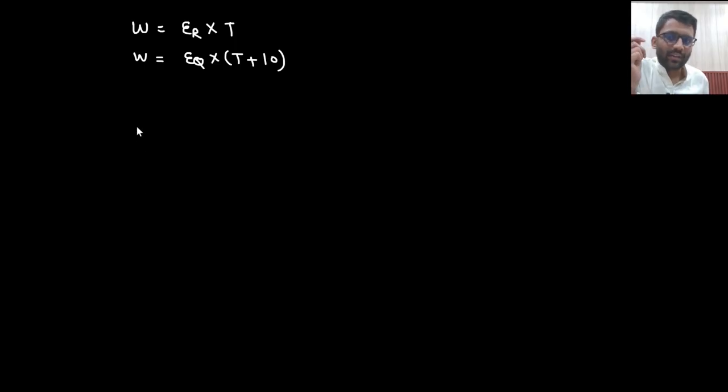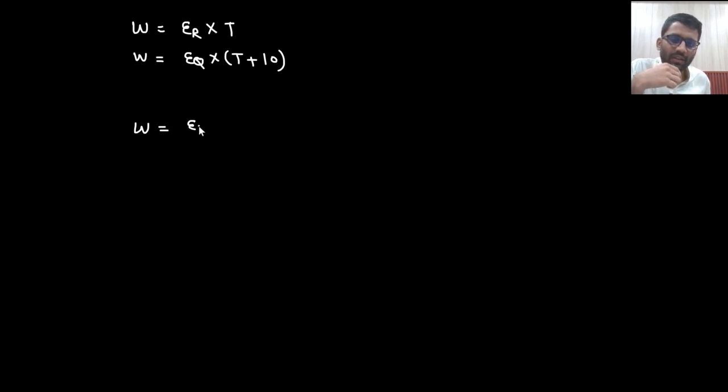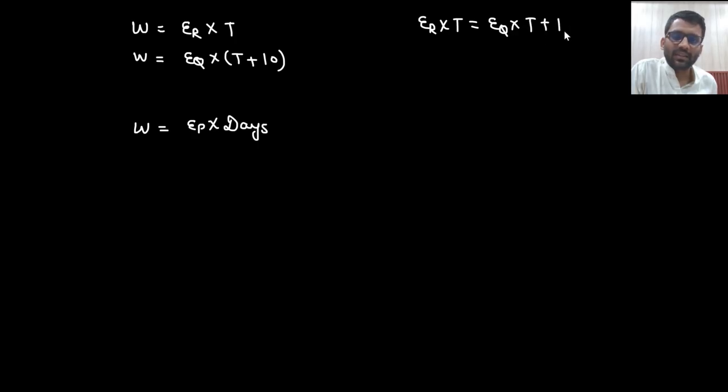Now what you need to find? The work is done by efficiency of P, in how many days? This is your target. So you need to find these days, right? From here I can get to know that we are doing the same thing, nothing else. Efficiency of R into T is equal to efficiency of Q into T plus 10 into efficiency of Q.